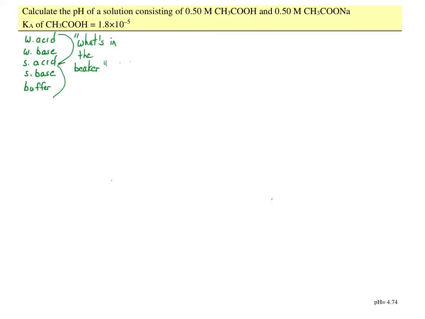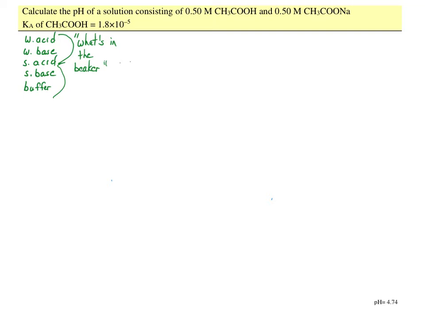We are asked to calculate the pH of a solution. We first want to ask ourselves, what's in the beaker? Is it a weak acid, weak base, strong base, or buffer? Because that will determine the type of calculation we do.